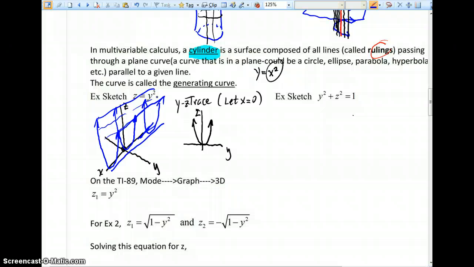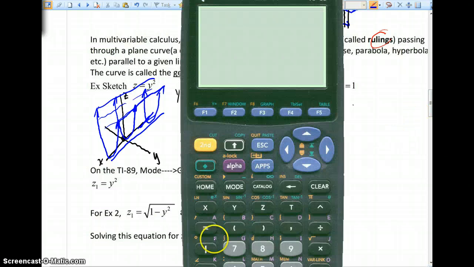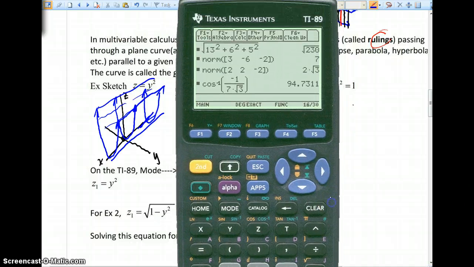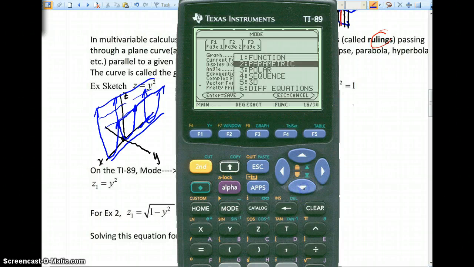On a test, I'm not really super concerned with actual pictures being drawn. We're going to talk more about that in the future. But look, your calculator can be of some help. We can definitely get some help here. Let's go to mode. And pressing mode, graph, hit the right arrow and go down to 3D.